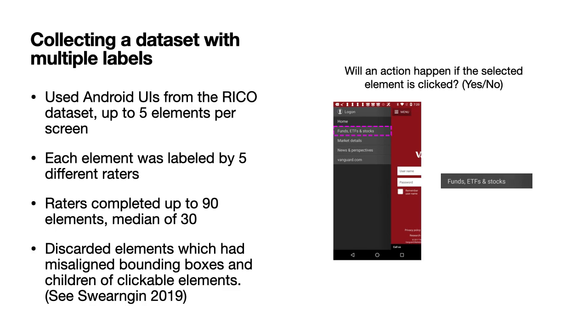To make all this work, we first collected a dataset of multiple crowdworkers' tappability ratings of UI elements in Android apps. We used UI elements and screenshots from the RICO dataset and selected up to 5 UI elements per screen for labeling. Each element was labeled by 5 independent raters. Each crowdworker completed up to 90 UI elements in the dataset, with the median being 30 elements. We also filtered out elements using the same methodology as Amanda Swearingen et al. to reduce noise.